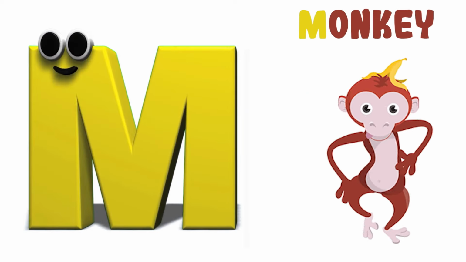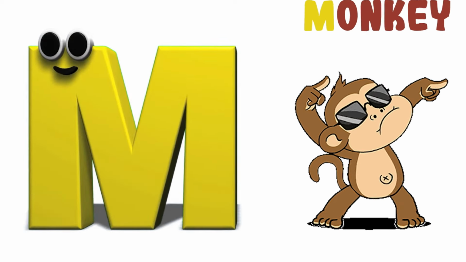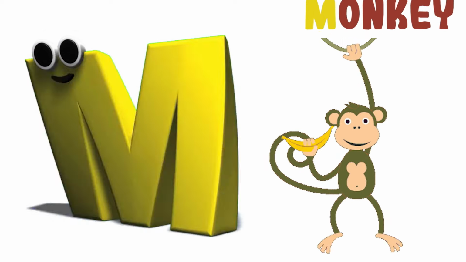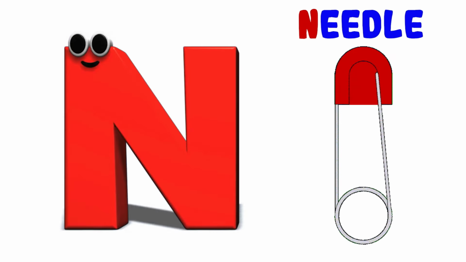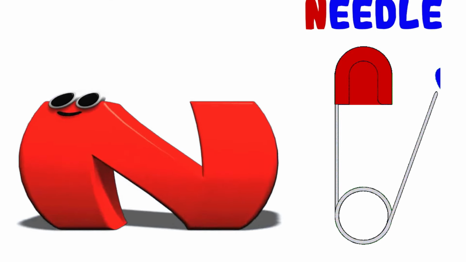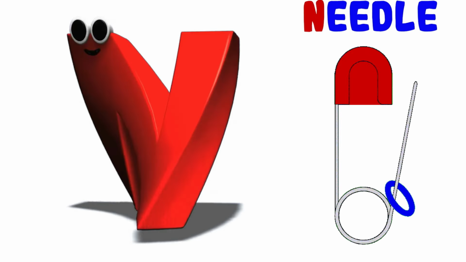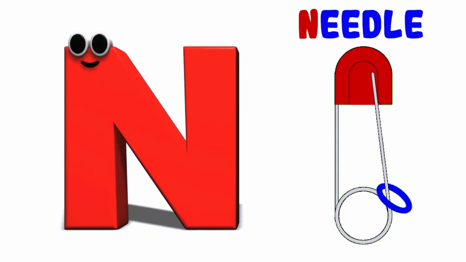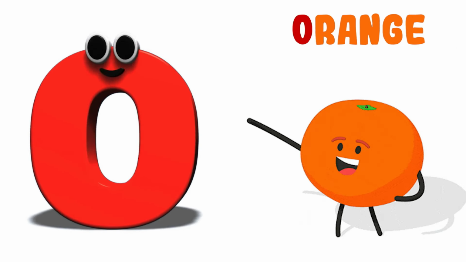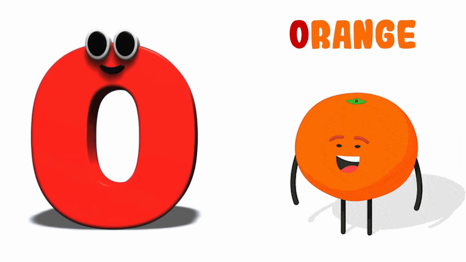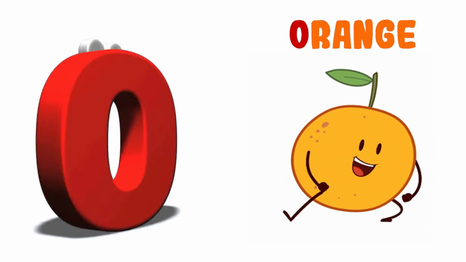M is for monkey, monkey, M, monkey. N is for needle, needle, N, needle. O is for orange, orange, O, orange.